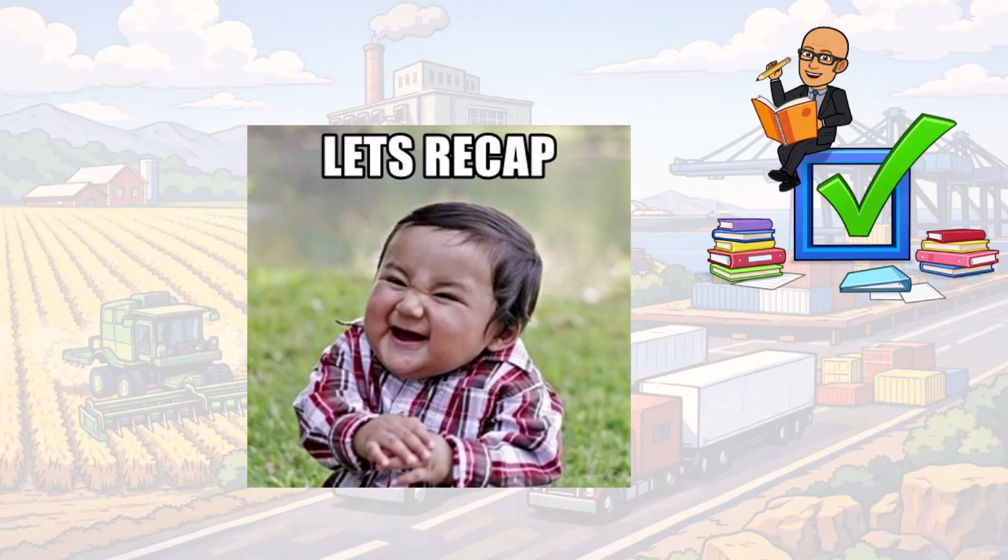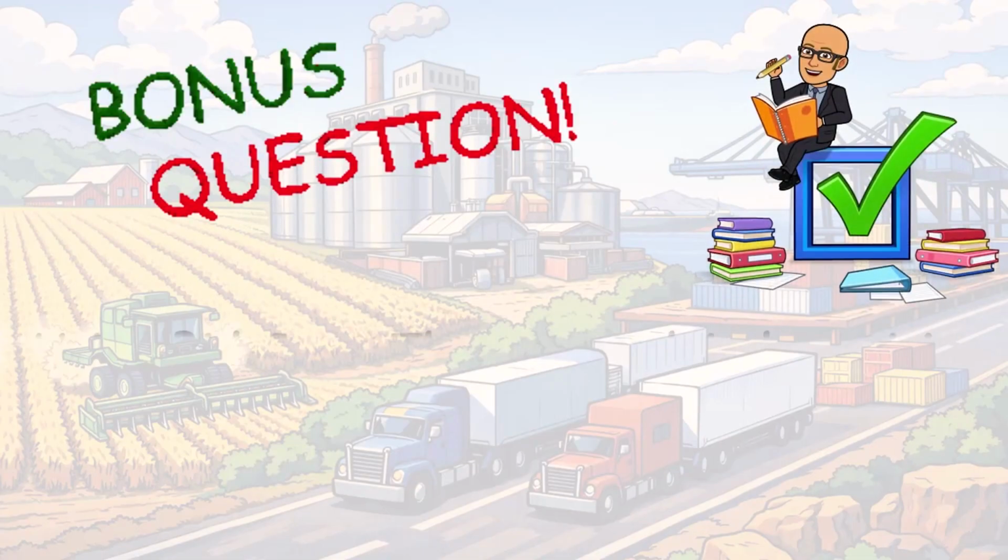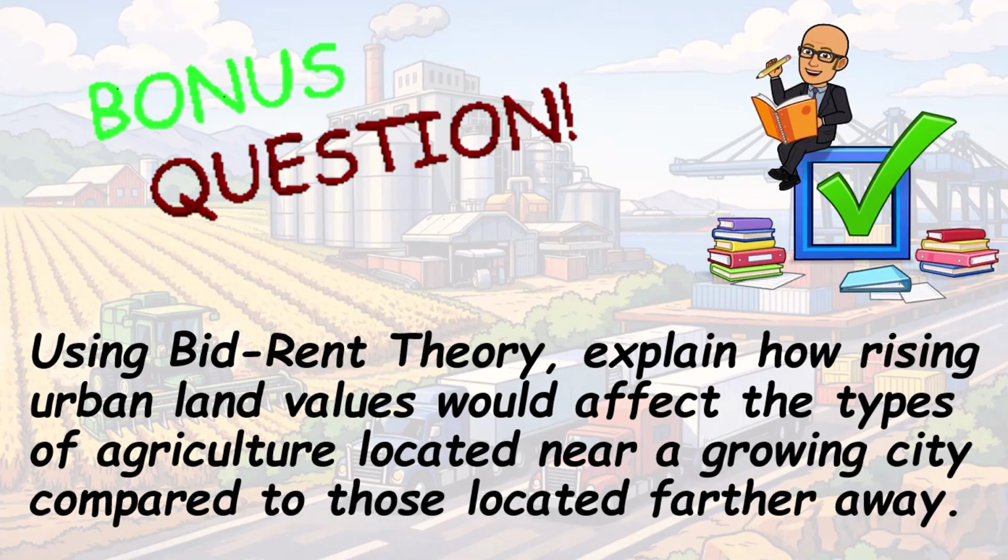Profit, scale, technology, and distance determine what is grown, where it is grown, and how it is grown. That's the system. And if this shows up on the exam, you're not guessing. You're explaining. And since you just speed ran the entire video, let's see if you can apply it. Suddenly the screen says bonus question in giant letters like it just leveled up. So yeah, this is where you prove you actually understood the video.